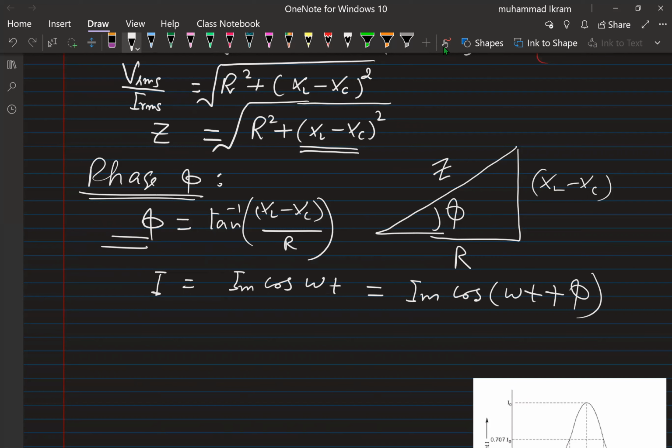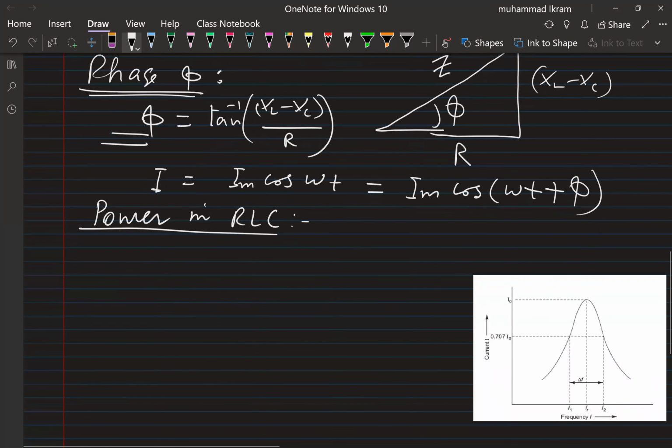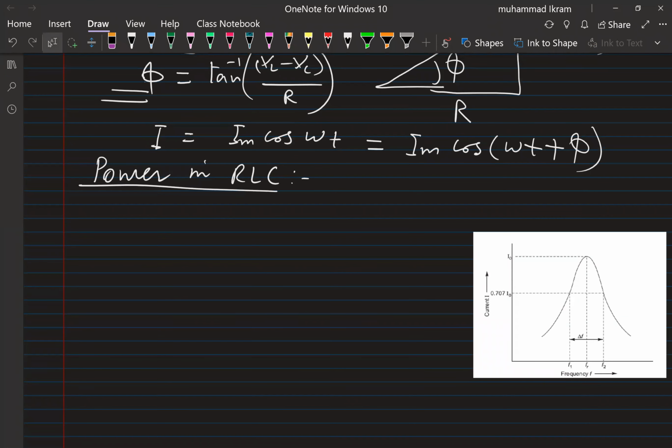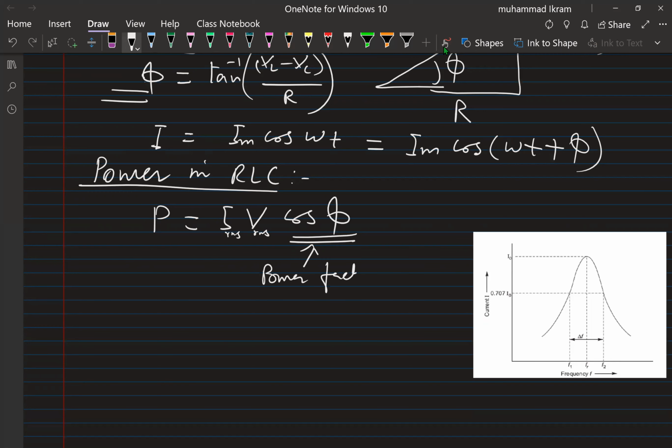And similarly, for the power consumption, the power in an RLC circuit, I will write the same equation: P equals IRMS into VRMS, these are RMS values, into cos phi. And I already told you that this is the power factor. Okay, the power factor. Clear? This is our power factor.